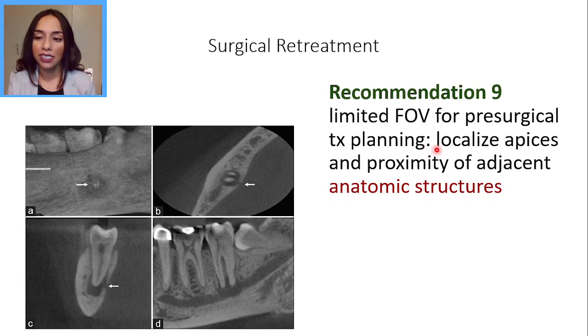And so a CBCT can help to localize apices and also understand the proximity of adjacent anatomical structures. In this study, they found that there was a perforation in the lingual cortex. Furthermore, in panel D, they found that periapical radiolucency really did extend into the inferior alveolar nerve canal. And this study really focused in on that patient who experienced paresthesia.